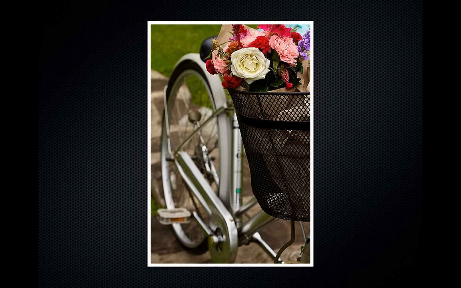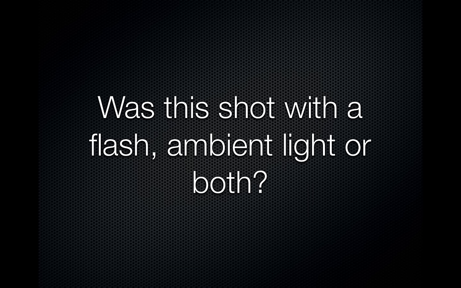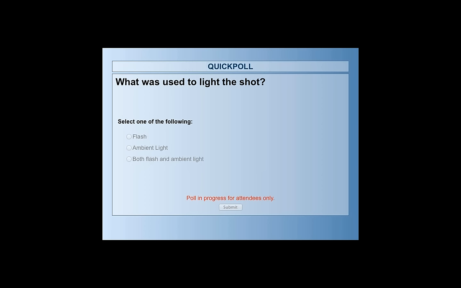Okay, now here's a tricky shot for you guys to look at. It's another bicycle shot, and informally, I would like to ask you, was this shot with flash, ambient light, or both? And the answer is, this is a mixture of sunlight and a studio strobe.